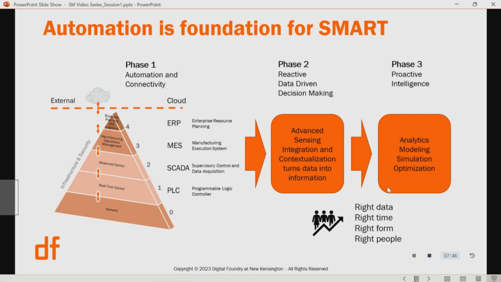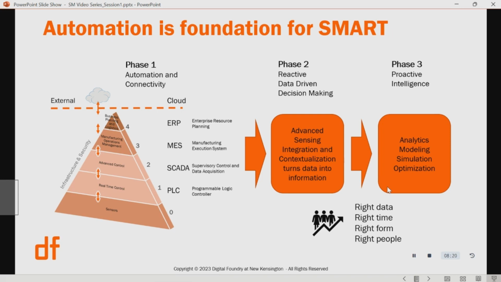When we look at smart manufacturing, the foundation of it really comes out of automation. So we're going to use the ISA automation pyramid as the building blocks to start to break down what are the working elements in a smart system. Over the next few weeks, you'll take a little bit of a deeper dive into each of these levels in the automation pyramid. Phase 1 is all about automation and connectivity, starting to get those systems in place.